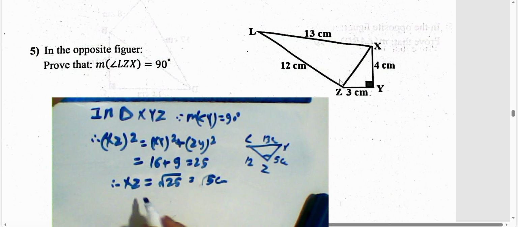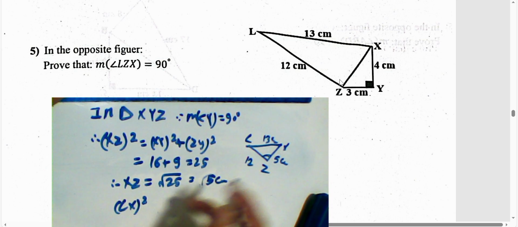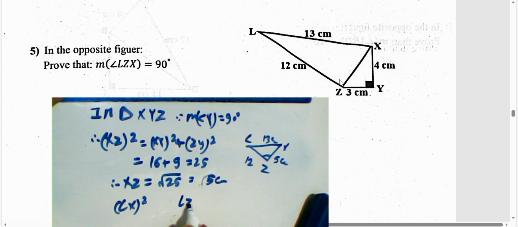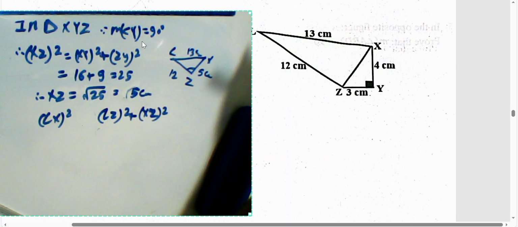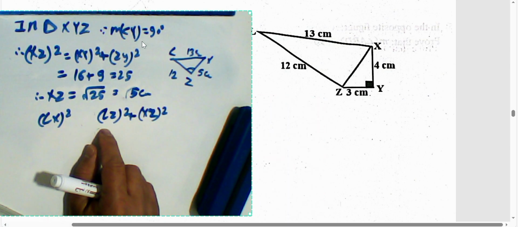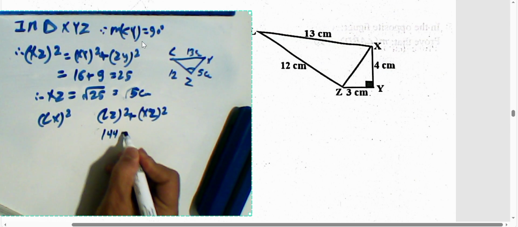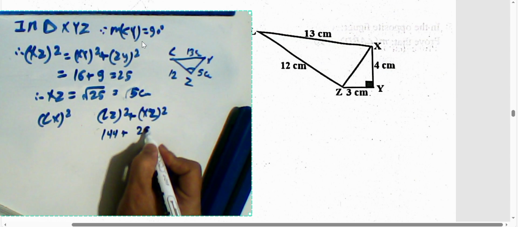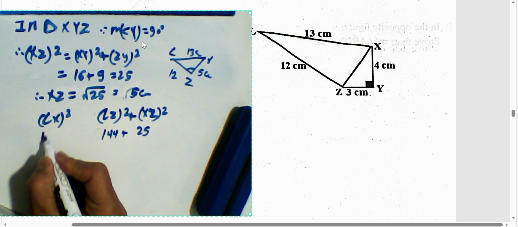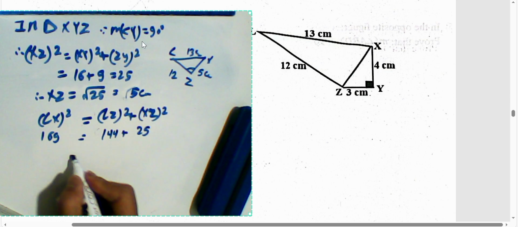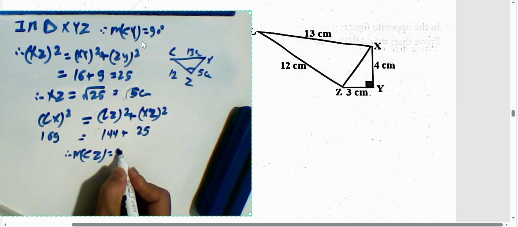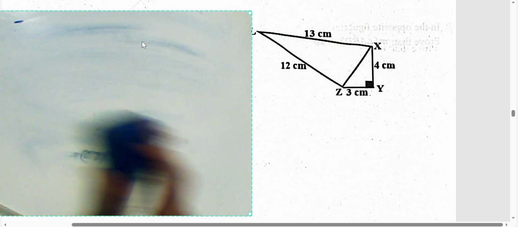How? We can write LX power 2, comparing LX power 2 with LZ power 2 plus XZ power 2. LZ power 2 is 12 power 2, 144, and XZ power 2 is 25, and LX, 13 power 2, is 169. The sum of them is equivalent. Then the measure of angle Z is 90 degrees. Okay.